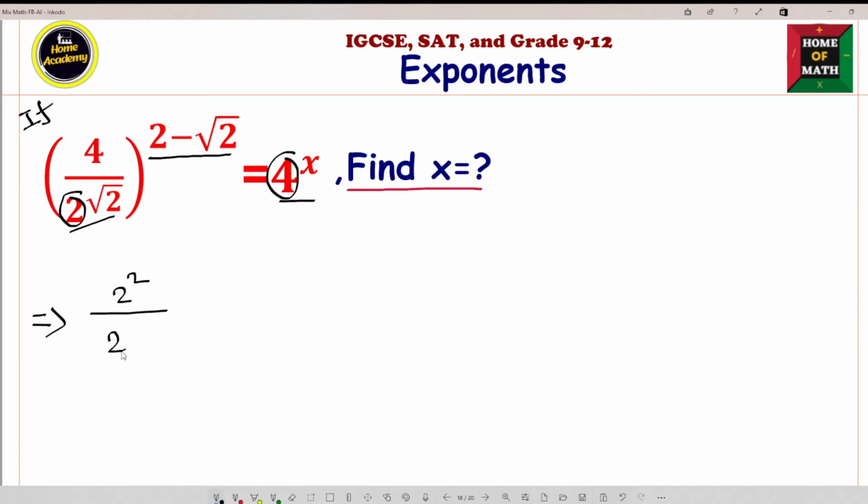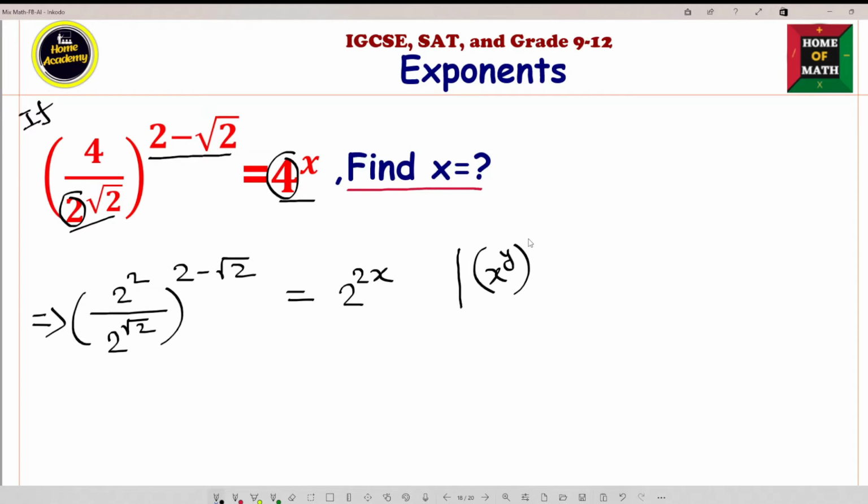So here is 2 to the power root 2, and whole to the power 2 minus root 2, equals 2 squared to the power x. Why can we write it like this? We know x to the power y to the power z, we can write as x to the power y times z. Okay, similar thing.